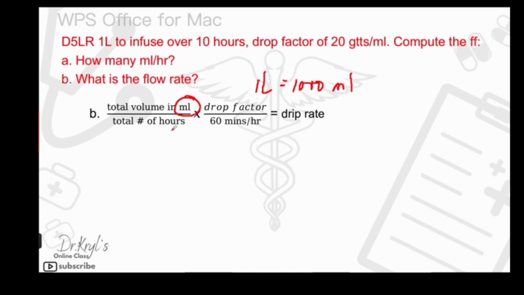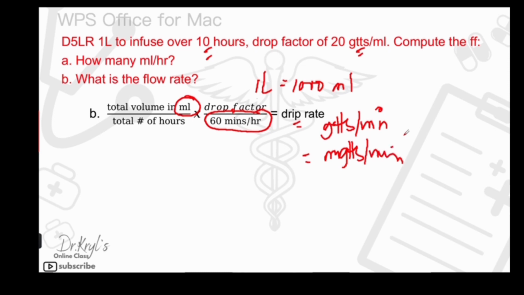Okay? How many number of hours? 10. What administration set will use for our drop factor? It is 20 drops per ml. And this is constant. Gustuhin man natin o hindi, andyan talaga siya sa buhay natin. Okay? 60 minutes per hour. And result is the drip rate or the drops per minute. Okay? Depende kung drops per minute or micro drops per minute. Depende sa doctor's order.